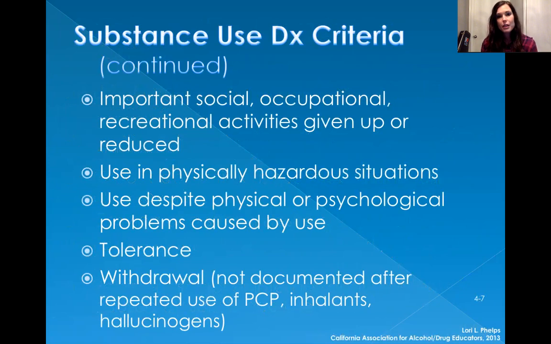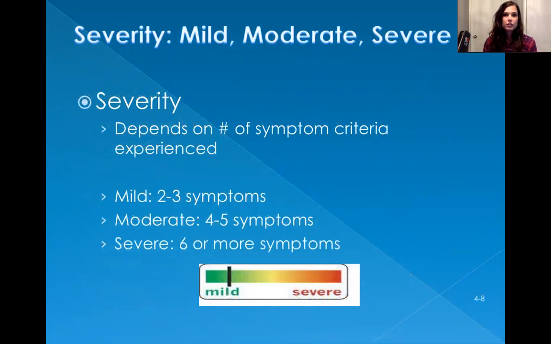Important social, occupational, or recreational activities are given up or reduced. Use in physically hazardous situations. Use despite physical or psychological problems caused by use. Tolerance to the substance. Withdrawal, not documented after repeated use of PCP, inhalants, or hallucinogens. So those are all the criteria that the person has to meet.